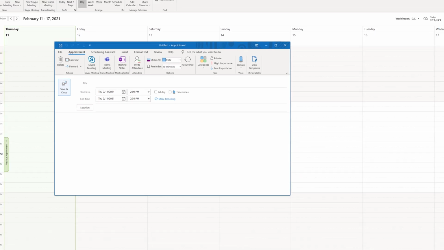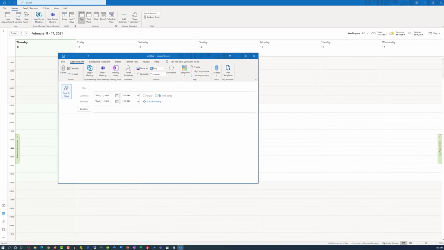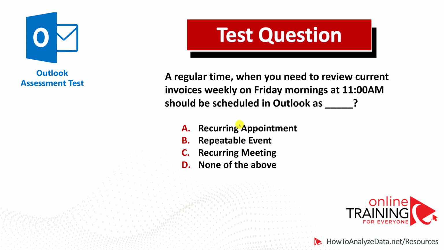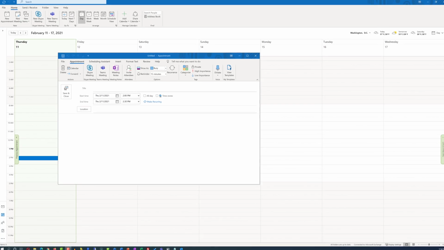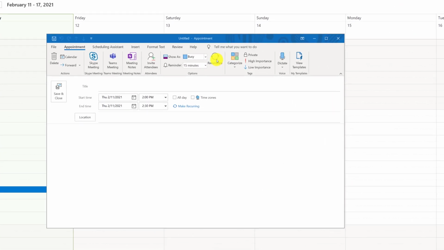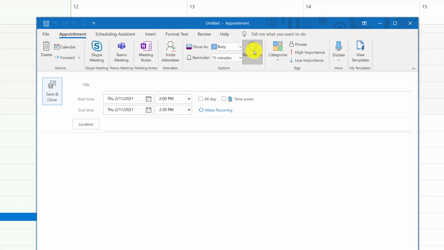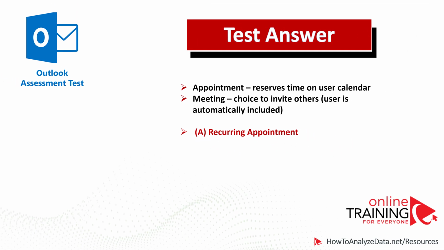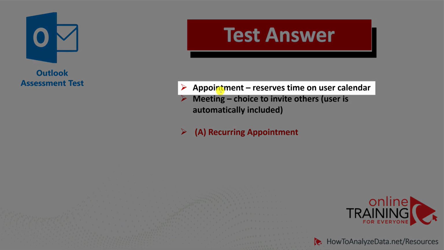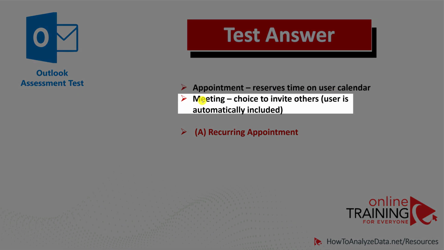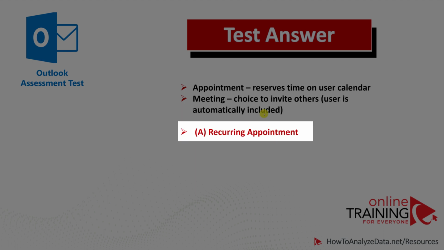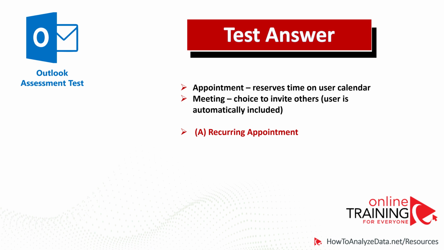Because reviewing of the invoices doesn't require any additional participants, you would need to be scheduling an appointment. Because appointment needs to occur every Friday, you need to click Reoccurrence button to add reoccurrence. Let's recap. Appointments in Outlook designed to reserve time on user's calendar. Meetings, on the other hand, allow user to invite other people, and user is automatically included into the meeting. So the correct choice here is choice A, recurring appointment. Hopefully you've nailed this question.